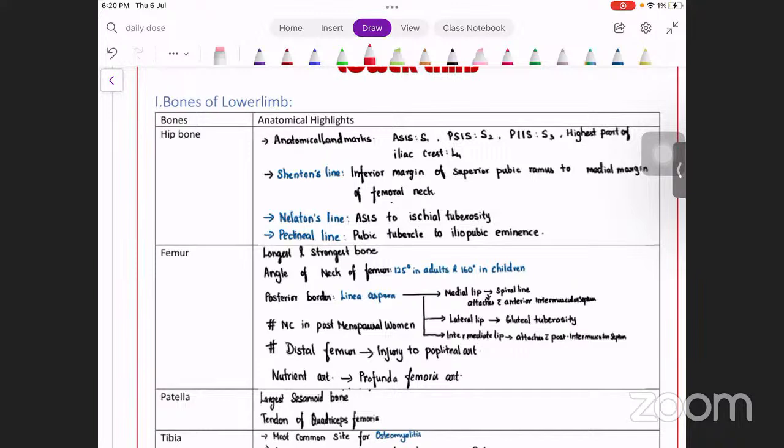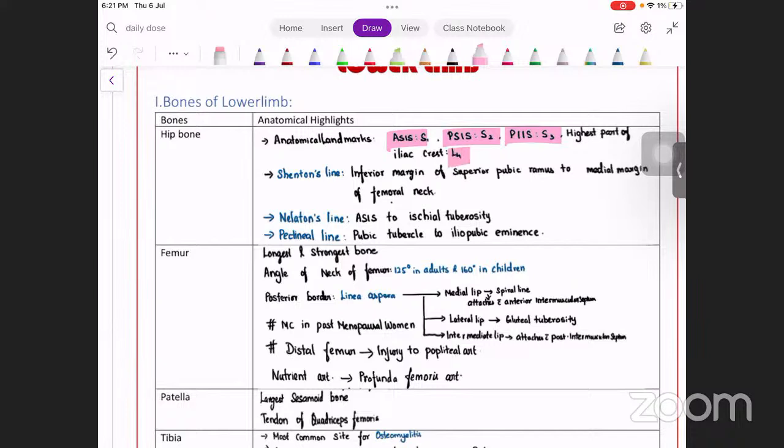Apart from that, you have the lower limb. Speaking about the lower limb, the first one, same as the upper limb, we're going to talk about the bones. We have important anatomical landmarks for your hip bone. One is the anterior superior iliac spine, which lies at the level of S1, the posterior superior iliac spine, which lies at the level of S2, and the posterior inferior iliac spine, S3. The highest part of your iliac crest is at L4.